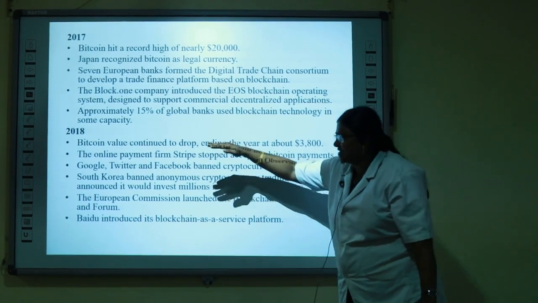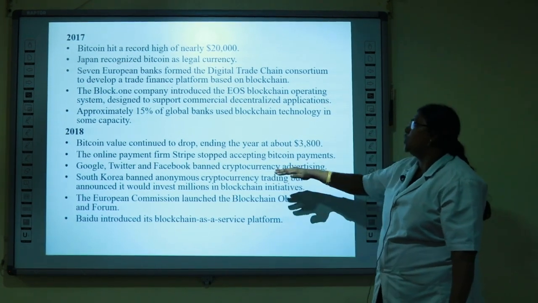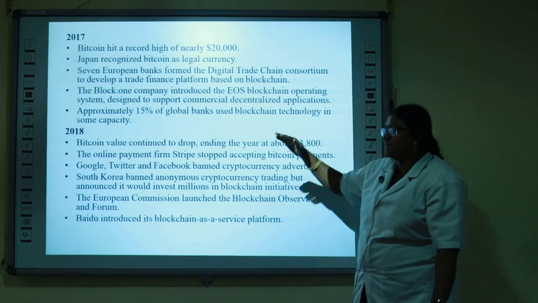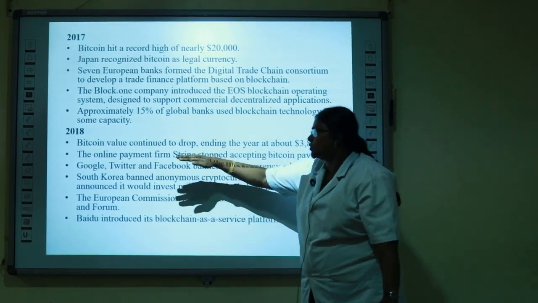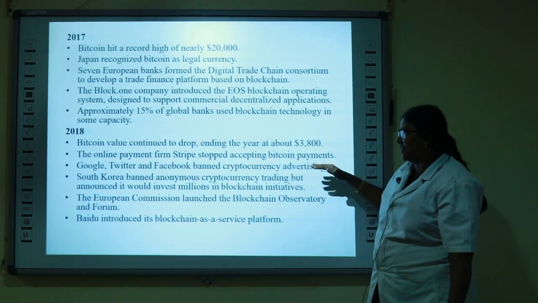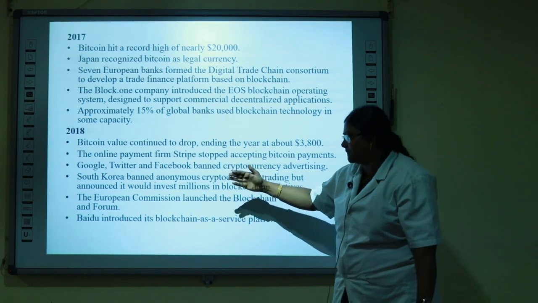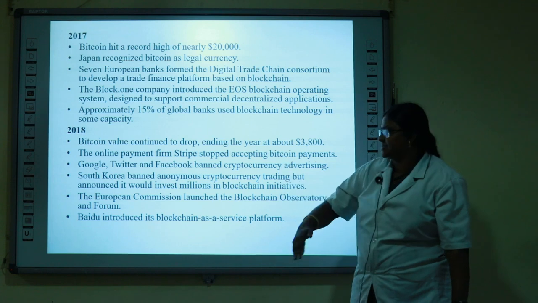In the year 2018, the value of Bitcoin came down. So many markets started coming down in using these blockchain technologies. Google, Twitter and Facebook banned cryptocurrency advertising. Some South Indian companies also banned the use of such blockchain things.